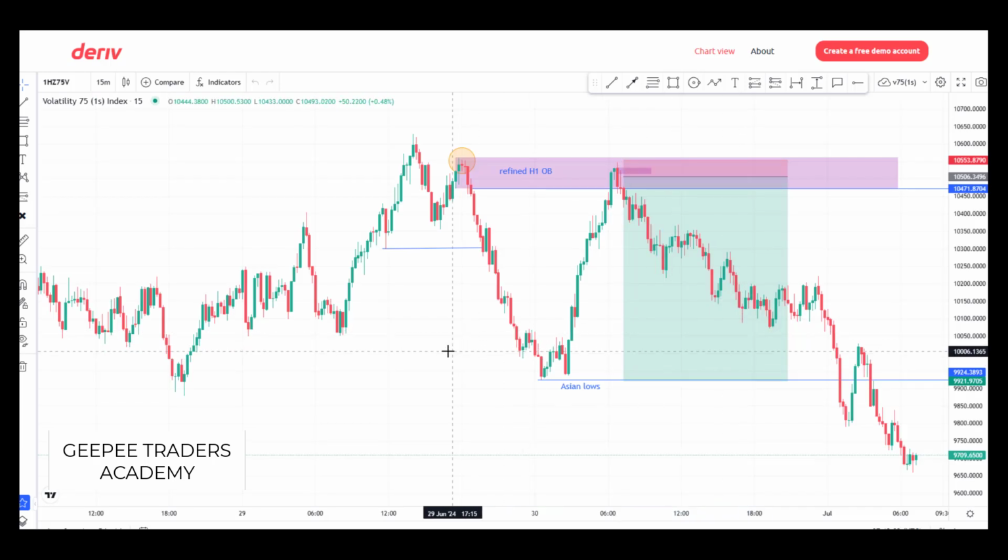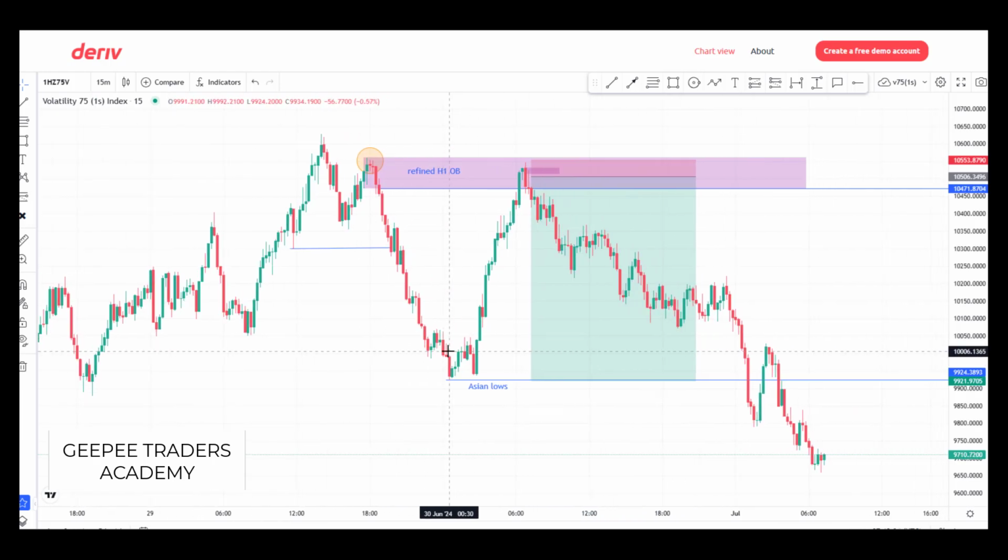So welcome to the M15, where it's a lot more technical and the analysis is not the usual bread and butter type of setup. I'm not going to make this long, I promise. So this is a refined H1 order block.